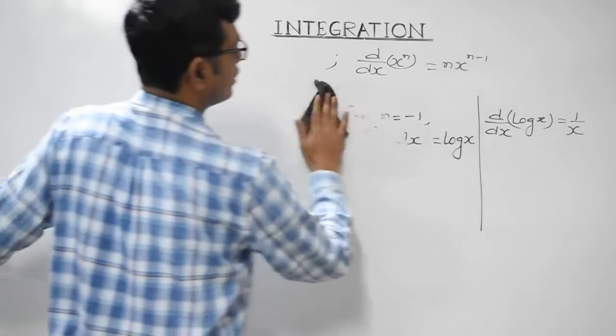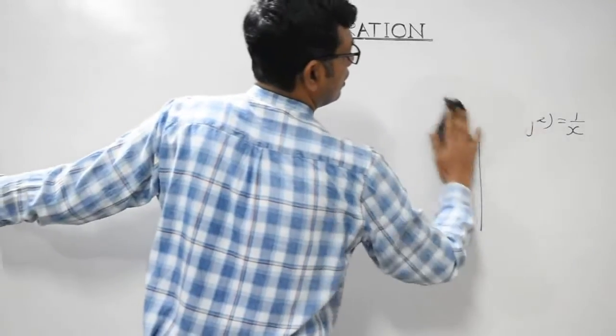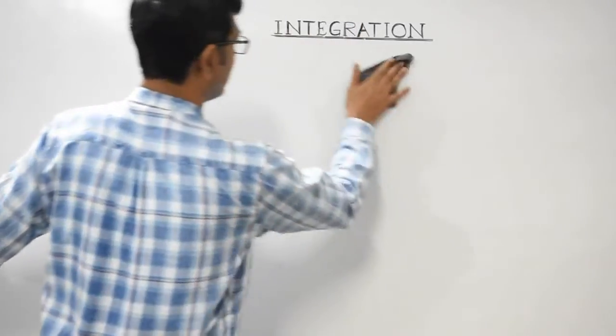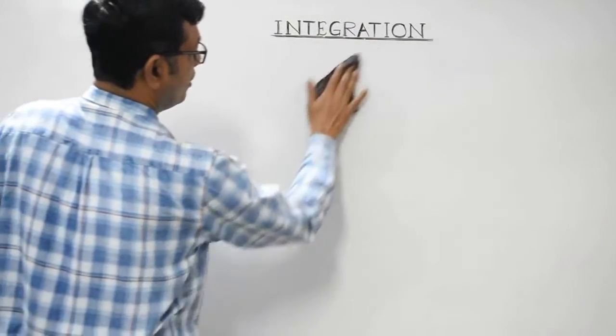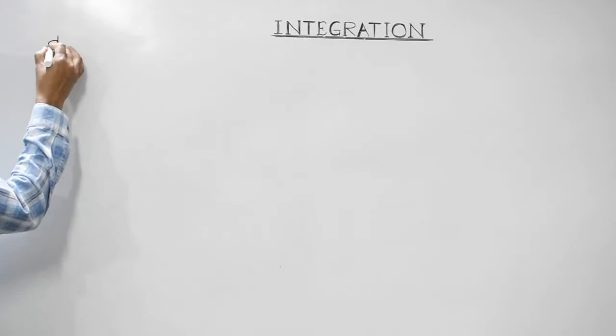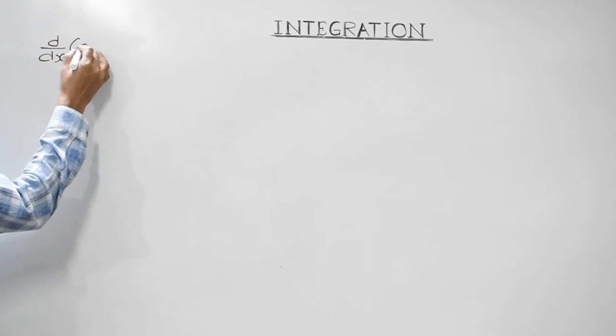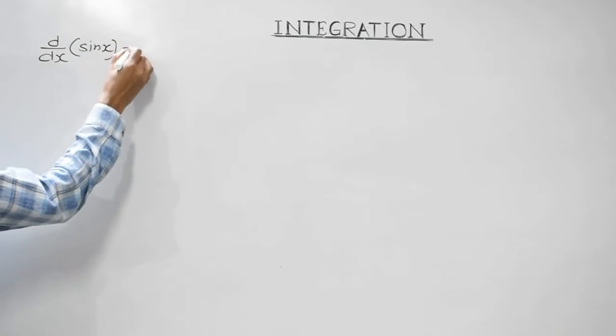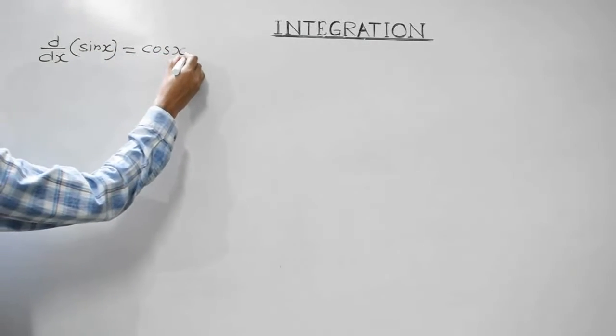So we are aware of other formulas of differentiation. Differentiation of sin x is cos x. Differentiation of cos x is minus sin x. So let's make use of those formulas, right? So differentiation of sin x with respect to x is cos x.